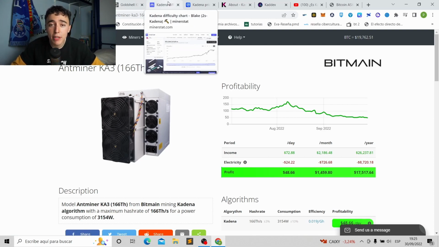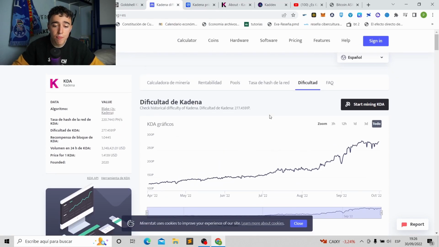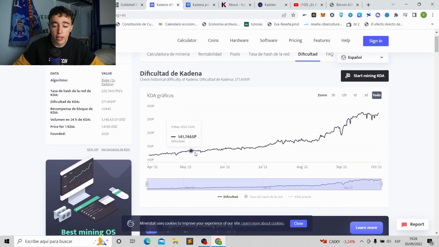So what happened until now? Here we can see the difficulty of Kadena, which has been kind of exploding. So what is the difficulty? The difficulty is basically how many people are mining. The more people that mine, the reward is always the same. So if we are dividing 6 Kadena between 6 people, everyone takes 1. If we are dividing it between 100 people, then you're taking less, right?